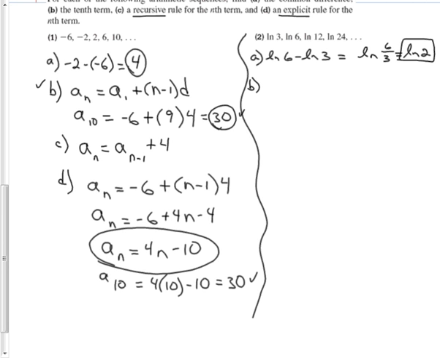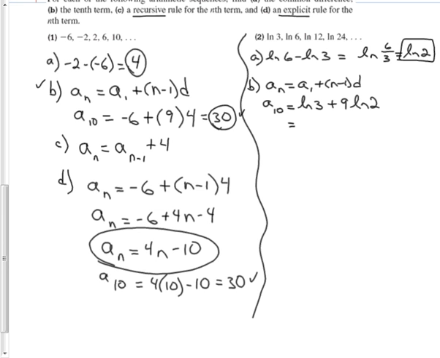B, I am supposed to figure out what the 10th term is. So I'm going to use the same formula. I'm going to use a sub n equals a sub 1 plus n minus 1 times d. So if I want to get the 10th term, first term is natural log of 3, plus 9 times the common difference, which is natural log of 2.